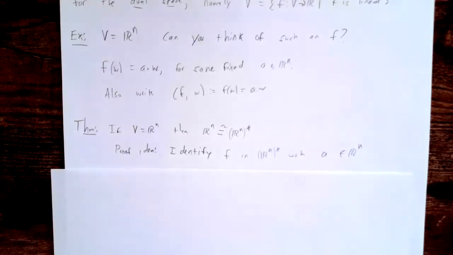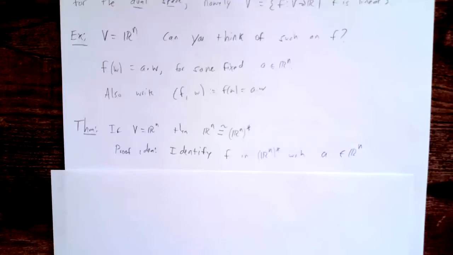So I'm not going to tell you the full proof, but the idea is to identify the function f with the vector A. Your strategy is: given a functional in the dual space, prove that it's equal to A dot product W. And then your function from the dual space to Rn is just going to take f and send it to A.